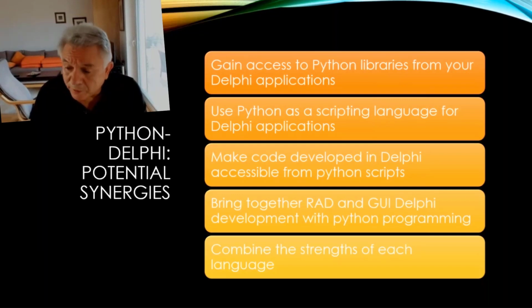A good example of that kind of use of Python in a Pascal application is an editor called CudaText, which basically is a shell that is written in Pascal, and everything else is done via Python scripts, plugins basically written in Python.